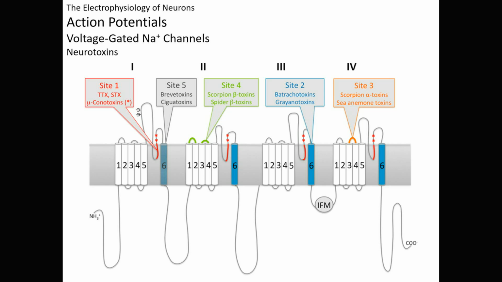And so the diagram here very beautifully shows us different neurotoxins and the different binding sites they have. I just want to walk you through here a bit and introduce you to some of these different neurotoxins. So first here we'll start with site 1. TTX here is tetrodotoxin, which we're going to talk more about on the next slide. We're going to focus on it in a little bit more detail. The STX there is saxitoxin, very similar to tetrodotoxin.